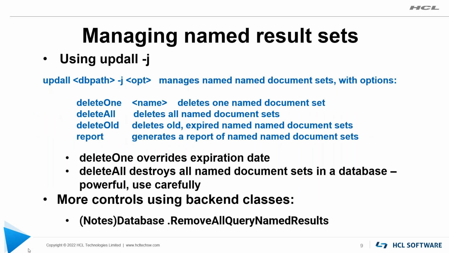Okay, and you can use updall to control these, to manipulate them as a set of sets. So basically delete one if you want to delete the name. You can do it through backend code as well, but the idea is you can specify in updall a set of manipulations, even a generated report of the named document sets you have already. And then of course the backend lets you remove all named query results, so you can just destroy them all for a database.